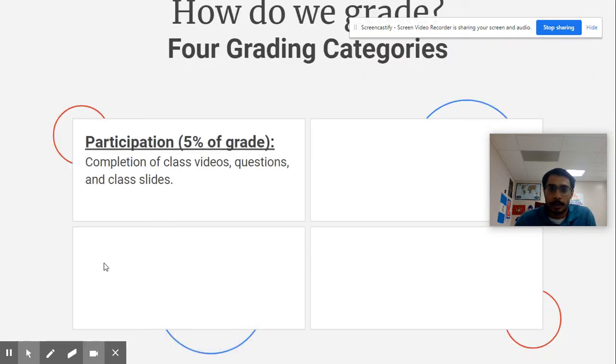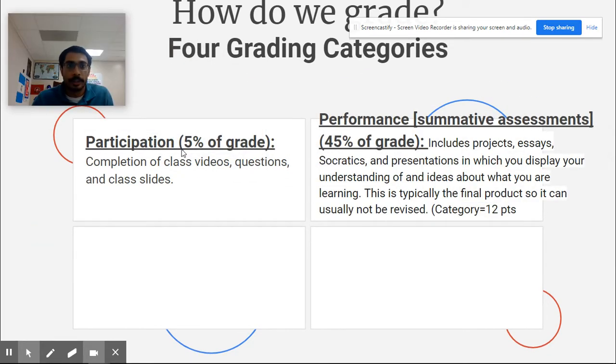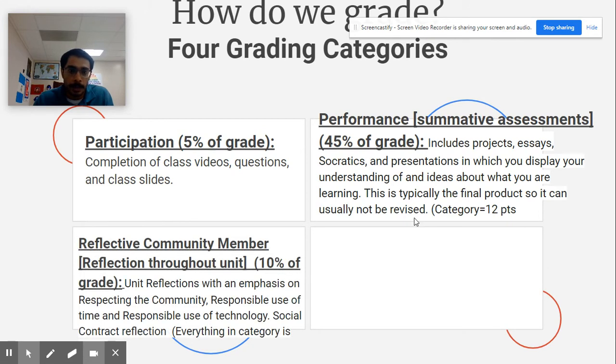Grading categories, there are 4 categories, and I don't have much time, so I won't go into detail about each of them. The first one is participation. So it's just class videos, questions that I pose to students, and class slides. The second category is performance. So that's summary assessments. They're going to be worth about 12 points, and we'll have 1 assessment per unit. So we'll have about 4 assessments this semester.